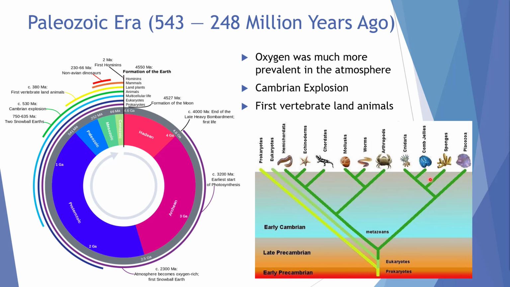And I'll show you at the very end the divisions for geologic time, and we'll talk about that. But for right now, we're just going to focus on this clock. During the Paleozoic era, oxygen was much more prevalent in the atmosphere. There was also something called the Cambrian explosion, which is when there was an explosion of different forms of life. There's a lot of evolution because there were a lot of available niches, and life was able to evolve to fill those niches. For the first time, we actually saw vertebrate land animals during this time period as well.